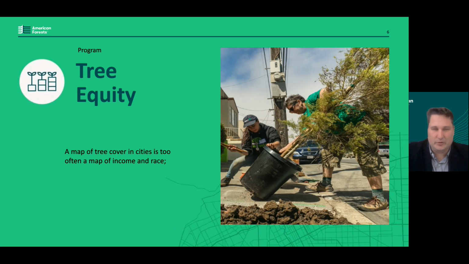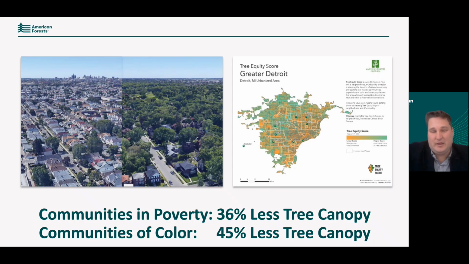So what is tree equity? This is a term we coined about 5 years ago now, but it points to a systemic issue that goes back generations and people have been working on for many years beyond that. But at core it is just synthesizing this reality that a map of tree cover in cities is too often a map of income and race. Our own analyses found that communities within the top 20 percentile of poverty had 36% less tree canopy cover than the wealthiest 20 percentile. Likewise, communities of color had 45% less tree canopy cover than those that were 80% or more white people.